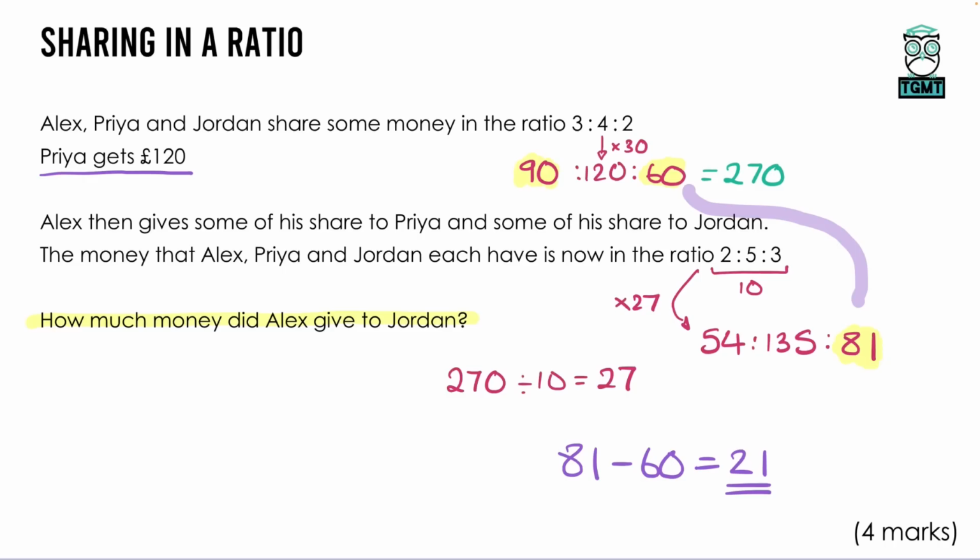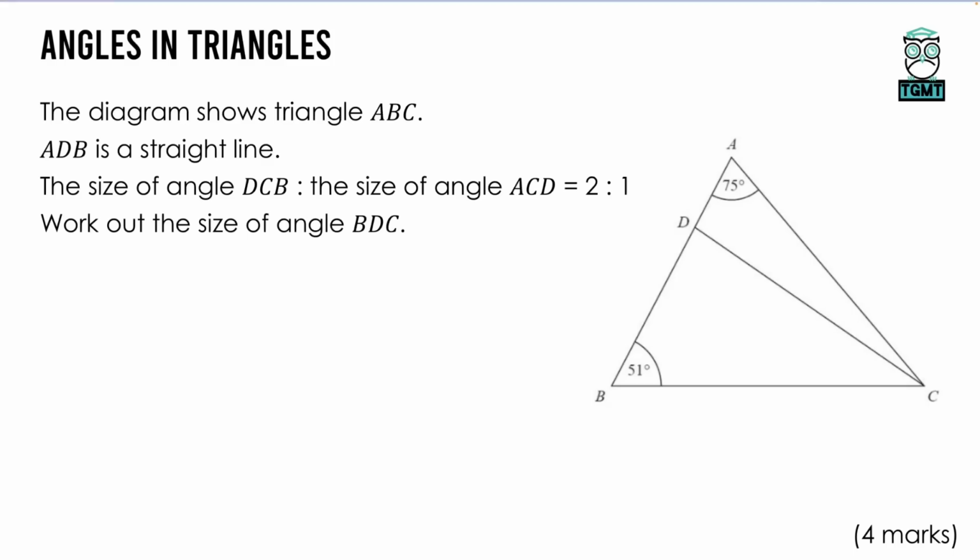So Priya was equal to 120. But of course, you could be told the total, or you could be told the difference between two of them originally. And with all of those, you just need to be careful with the language in terms of how to approach it. But there we go, that was a question on sharing in a ratio.